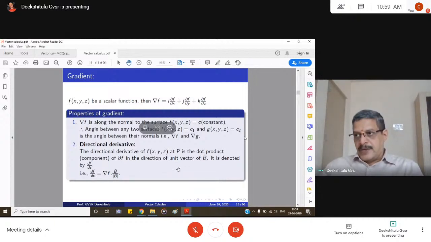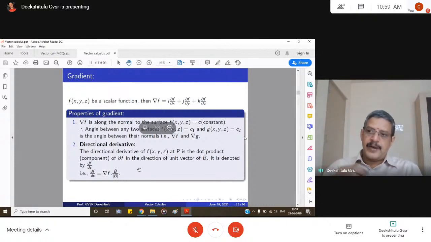So till now we have been finding the derivative of a vector point function or a scalar function, right? If you want to find the components of the derivative along some other direction, some other vector, that is what we call the directional derivative. It is obtained by df/ds is equal to grad f dot b bar. b bar is the direction in which we want to find the directional derivative.